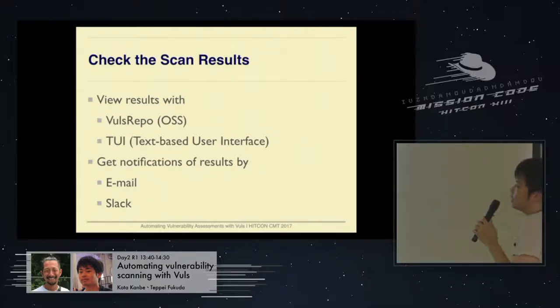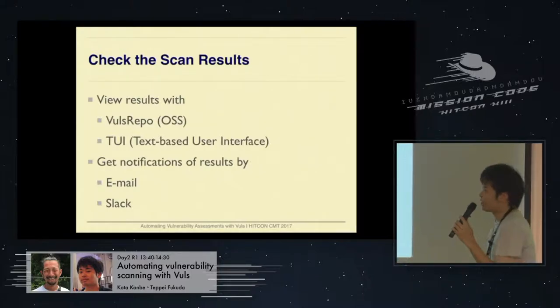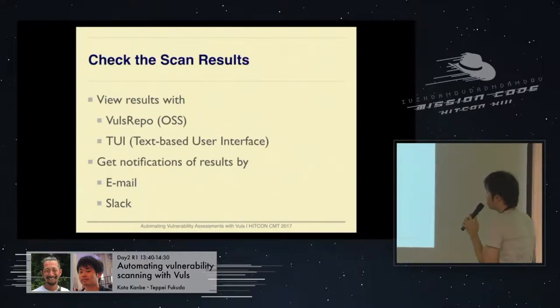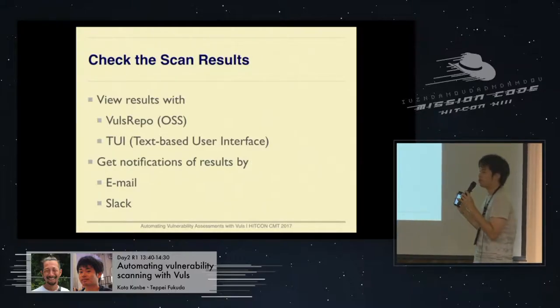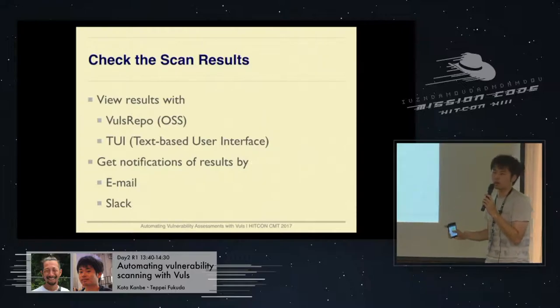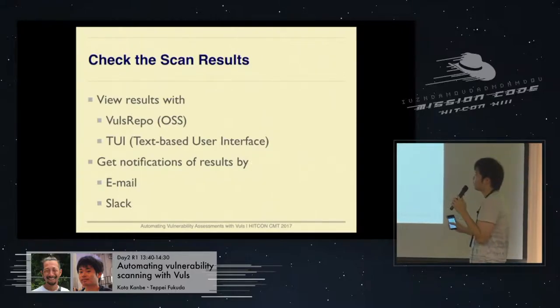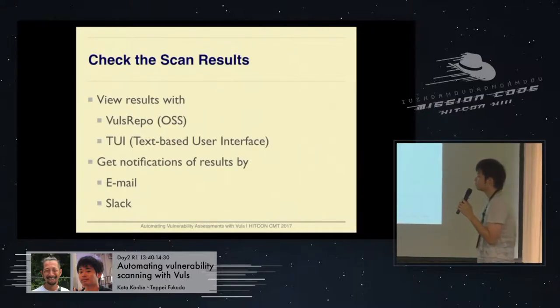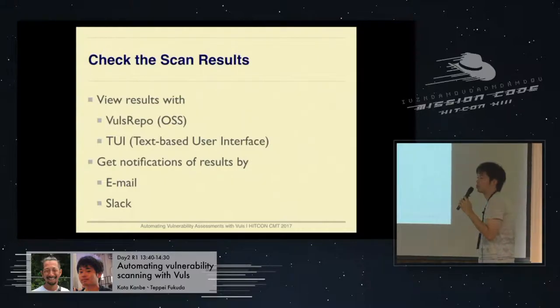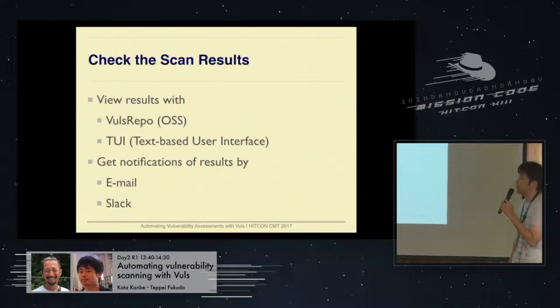There are a few ways that you can check the scan results. You can view results with VulsRepo. VulsRepo is the open source viewer for Vuls. And TUI, text-based user interface, or terminal-based user interface. And you can also get notifications of the results by email or by Slack.